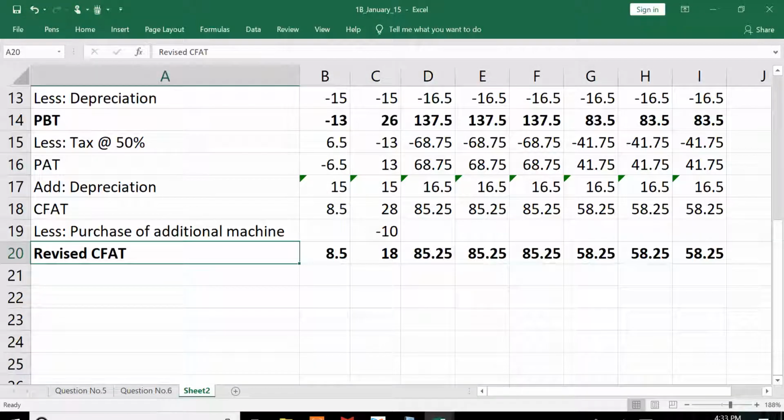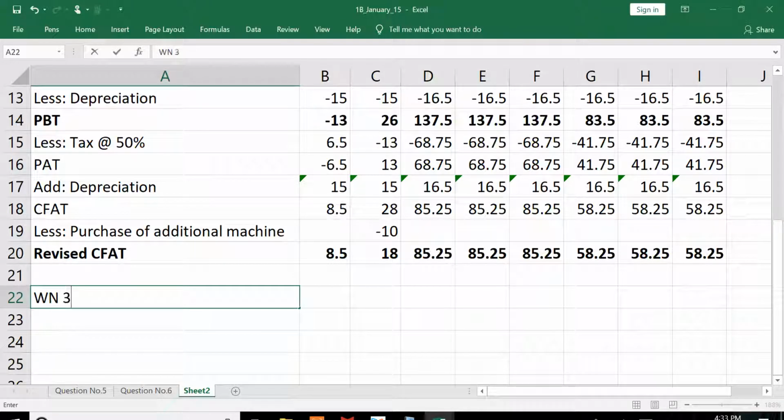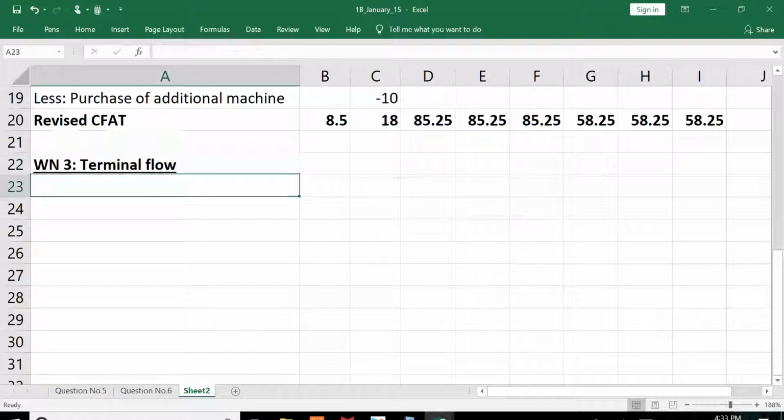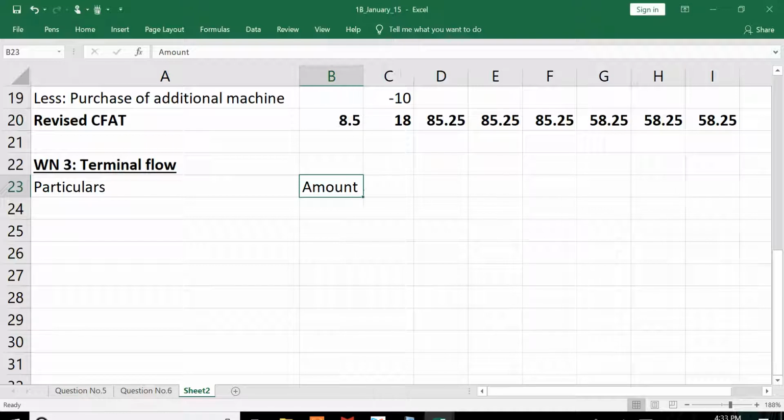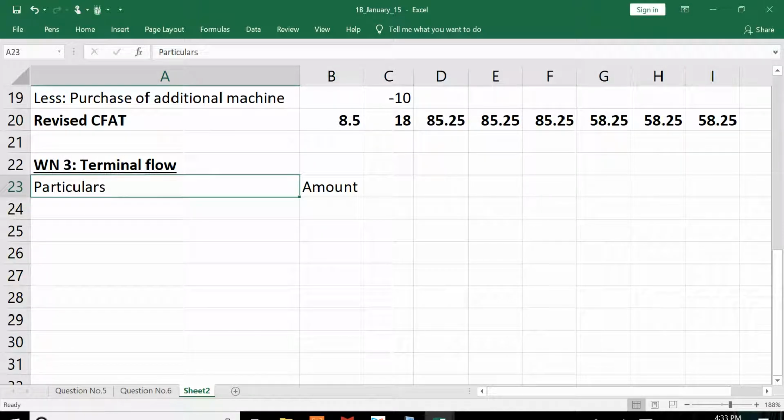Working note 3, terminal flow, particulars and amount. It's always end of year cash flow. Finance assumes everything to happen at end of the year.